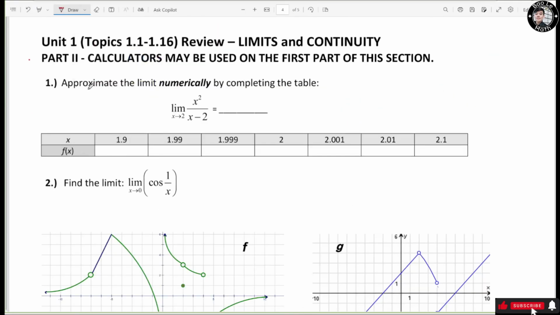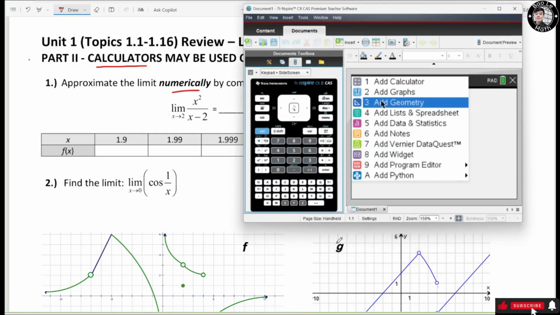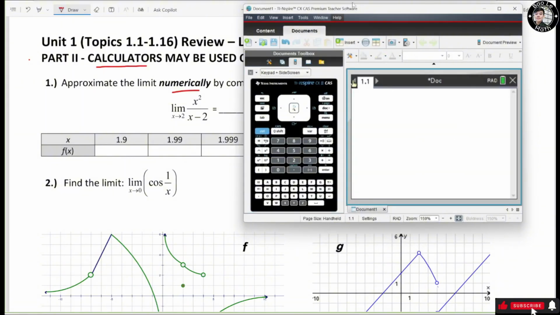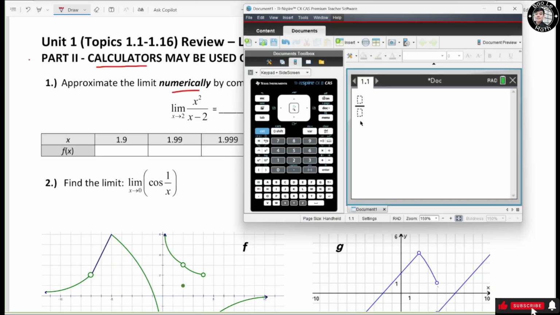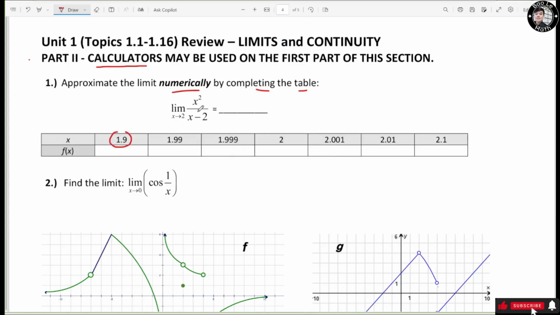Now, let's move on to the second section. Calculators are allowed. So, question number 1. Approximate the limit numerically by completing the table. Now, when s approaches 1.9, we're going to pull up the calculator. Now, we're going to hit the fraction right here. So we put 1.9 squared over 1.9 minus 2.